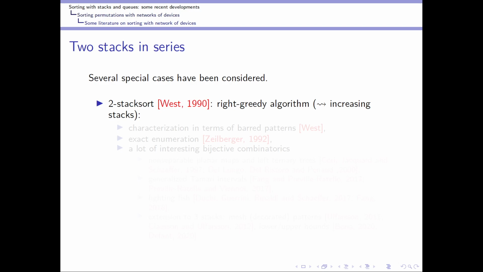This is nothing else than performing stack sort twice on an input permutation, or equivalently to deal with the two stacks in series using a kind of right greedy algorithm. We know a lot of things in this case. We have a characterization of sortable permutations in terms of Barrett patterns, and we have the enumeration of sortable permutations, originally due to Zeilberger, and then rediscovered in a more bijective fashion.